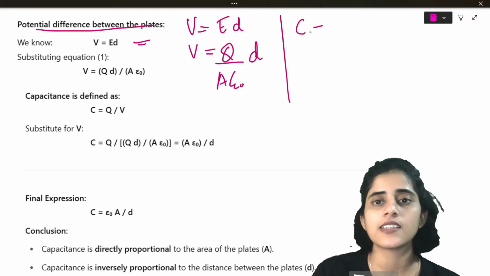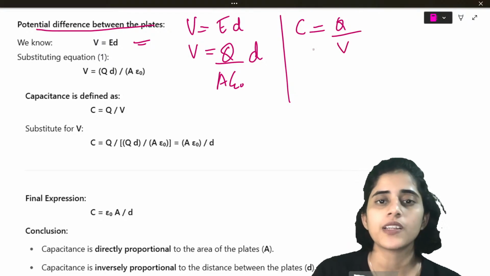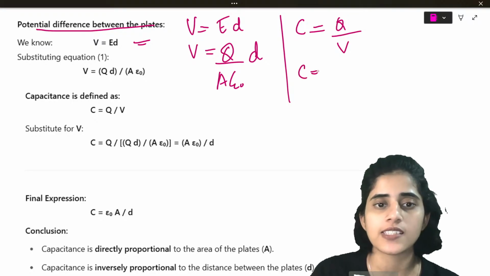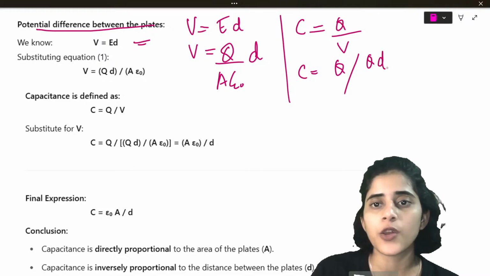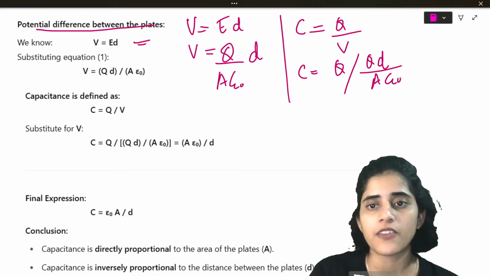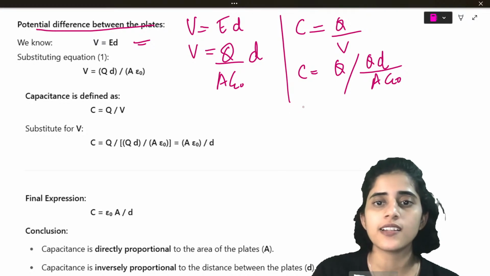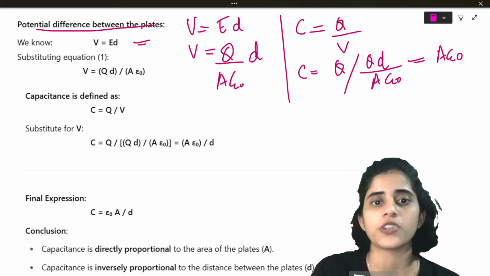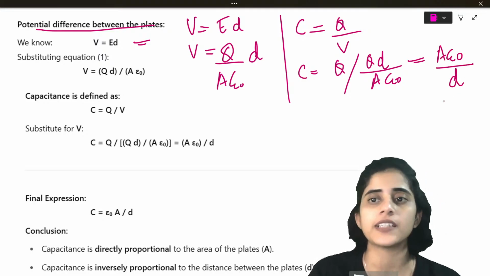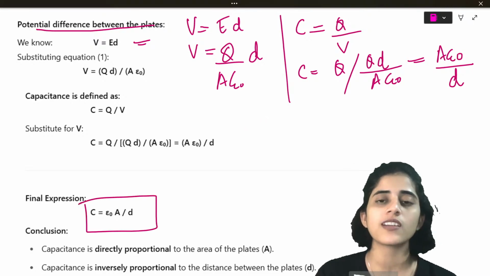Capacitance C is defined as Q by V. So we have V now. C is equal to Q divided by QD by A epsilon naught. Q and Q will cancel, so A epsilon naught goes to the numerator, divided by D. This is how you get the expression for capacitance.